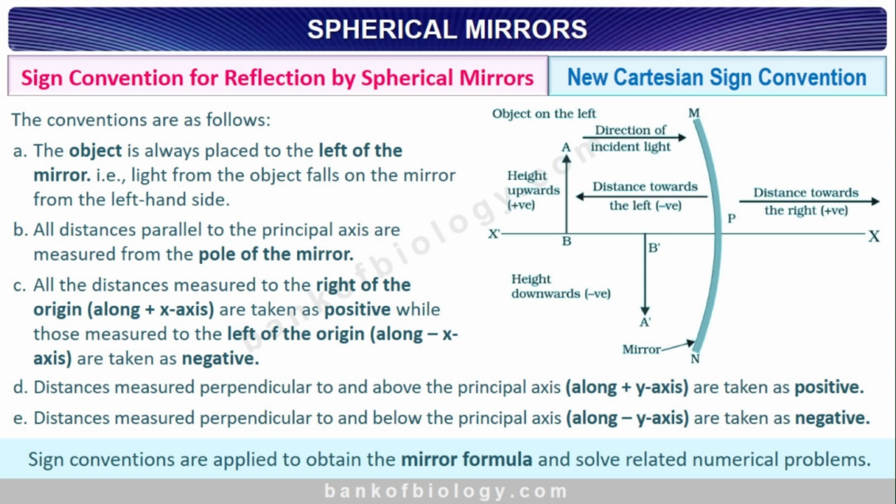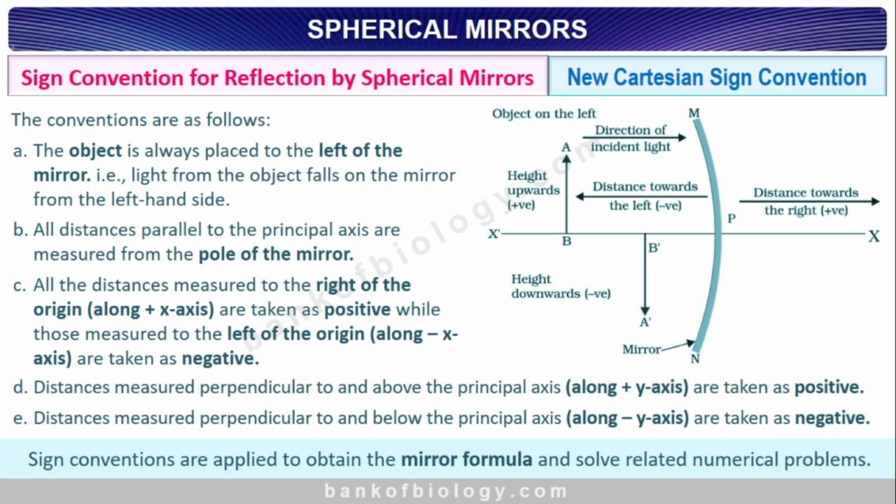All distances measured to the right of the origin along the x-axis are taken as positive, while those measured to the left of the origin along the x-axis are taken as negative. Distances measured perpendicular to and above the principal axis along the plus y-axis are taken as positive. Distances measured perpendicular to and below the principal axis along the minus y-axis are taken as negative.